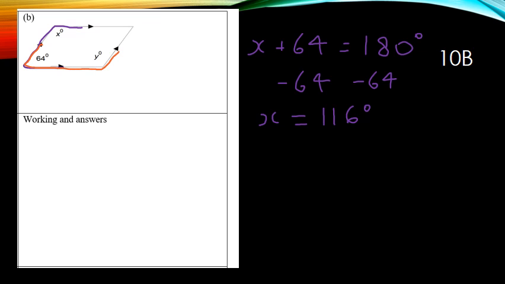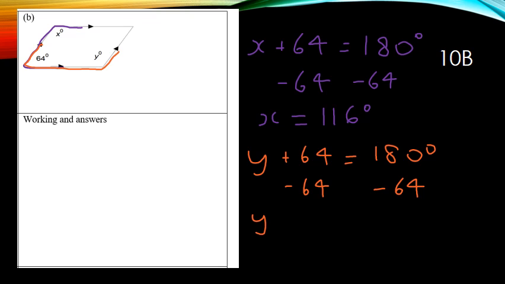Now the next thing that we could notice is that we have another set of parallel lines. And we see another C. So we see that Y plus 64 also has to equal 180 degrees. But didn't I just do this before? So let's do it again. Minus 64, and Y as well is going to end up with 116 degrees.